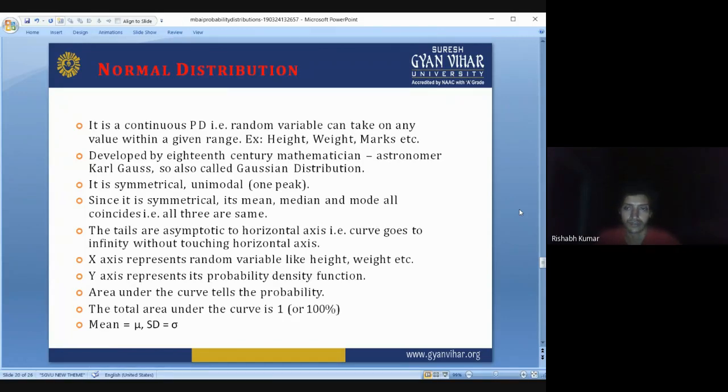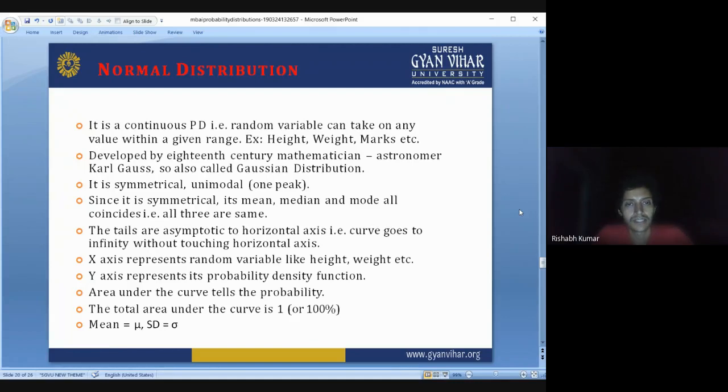So your Poisson as well as binomial were part of your discrete probability distribution, but your normal distribution is an example of a continuous distribution, right? It is the continuous probability distribution, that is, the random variable can take on any value within a given range. So in this case our value is in the range form, not a particular or discrete value. For example, height, weight, marks, temperature, etc. These are examples of your continuous variable.